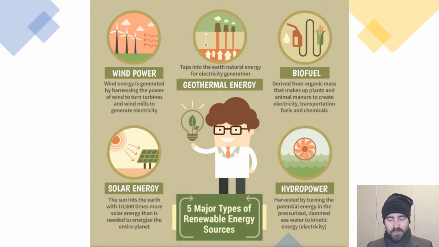Right, so here's a few different ways of getting renewable energy. You've got your wind power, geothermal, solar, hydro, and then there's another one. Oh, there you go, biofuel. So that's from turning organic mass into fuel. And you can actually see that at the petrol station. It's called E10, which means that 10% of the petrol is made from ethanol, which is made from corn and a variety of other plants.